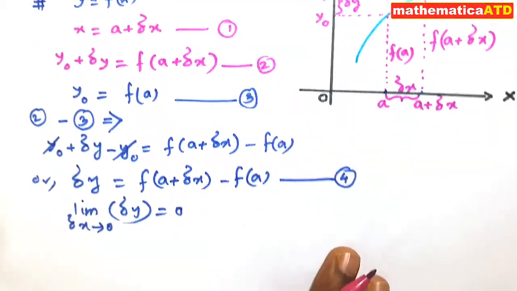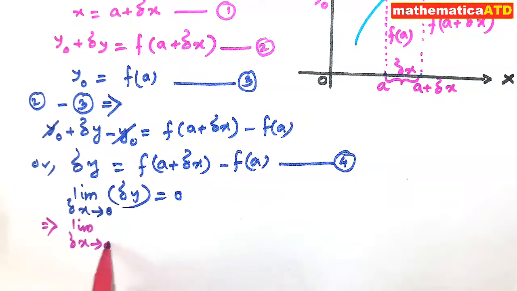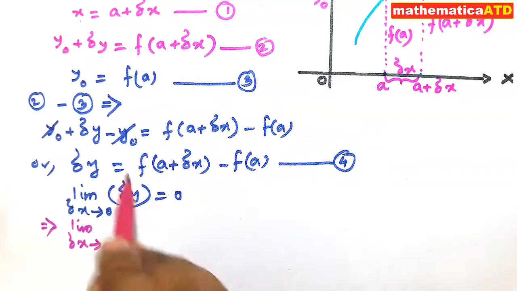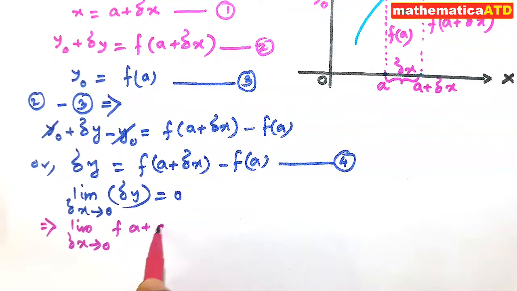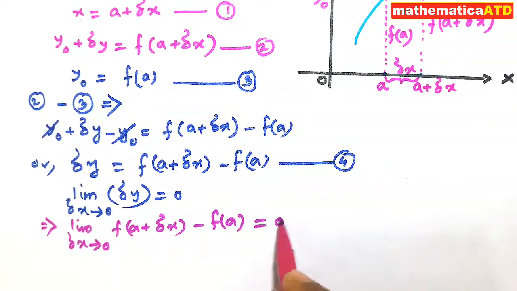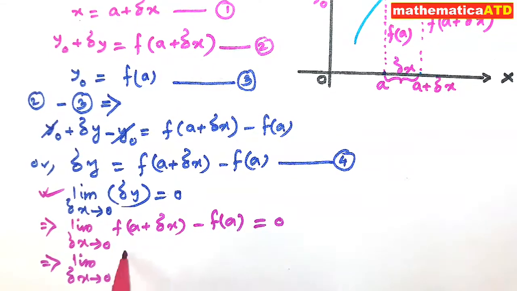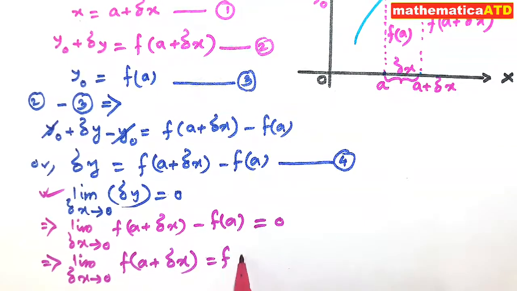Okay, now friends, we substitute. We can write here limit delta x tends to 0 of delta y. Delta y is this one, f(a plus delta x) minus f(a). So this is equal to 0. So friends, we can write now limit delta x tends to 0, f(a plus delta x) is equal to f(a).